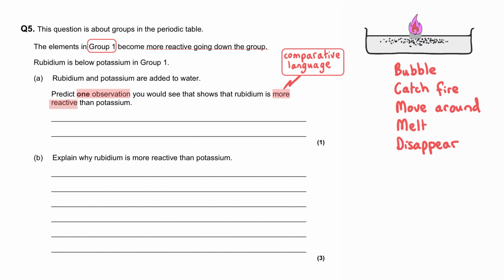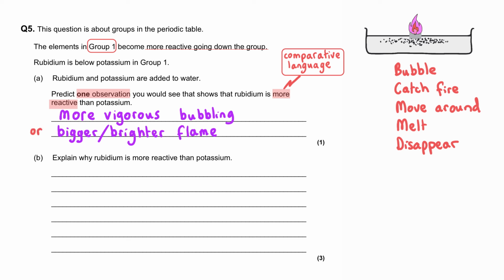describing our observations. For instance, the bubbling might be more vigorous for rubidium, or the flame that we see might be bigger or brighter, or the rubidium might move around on the surface of the water more quickly, it might melt more quickly, or disappear more quickly. Any of these things, absolutely fine for the 1 mark, provided we use comparative language.